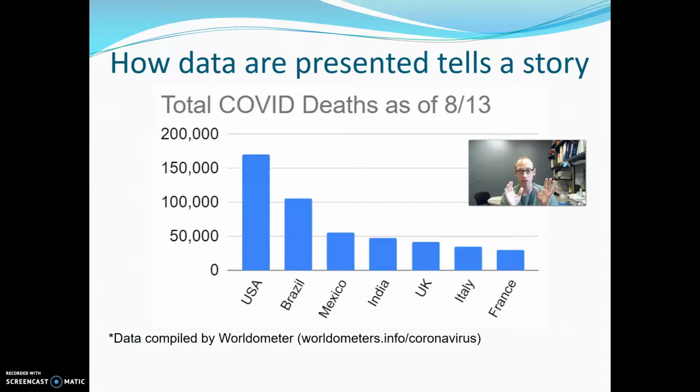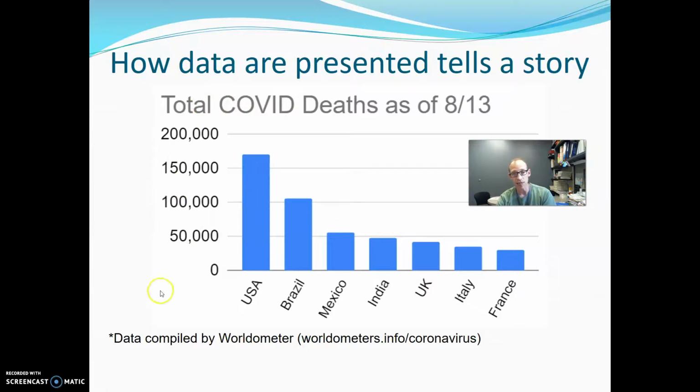Right now, I'm just going to use the same data set, but I'm going to show it to you in 2 different ways. So think about the message that this tells. This tells us that the USA is either not doing very well at all in how they handle COVID, or somehow they're more susceptible to it than other countries.